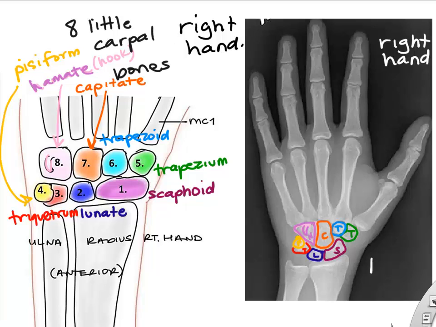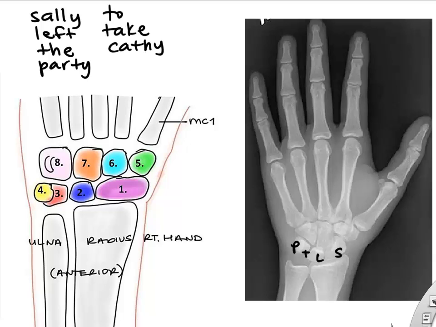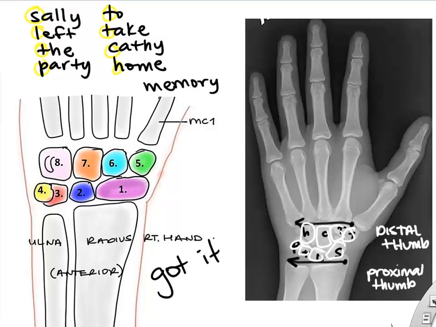And to memorize them, people came up with memory tools, if you've ever heard of a mnemonic before. And so the mnemonic is Sally left the party. So this tells us the first letter of each carpal bone, and also the order. So Sally left the party to take Kathy home. It's important if you use this mnemonic that you remember you always start on the thumb side proximal and then go distal, and always start on the thumb side to pinky side. So proximal, thumb to pinky, and then distal, thumb to pinky, and that'll tell you. Again, it only tells you the first letter and the order. You've got to still memorize the names.